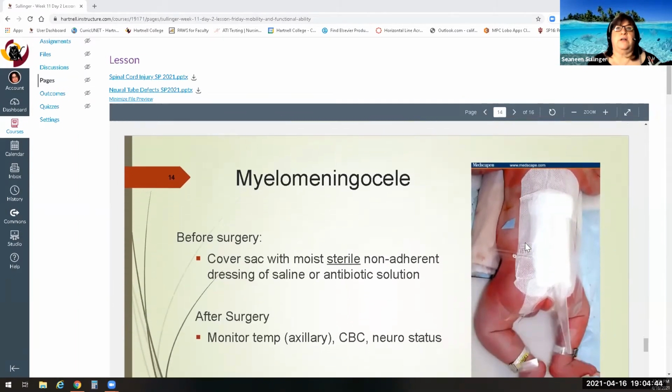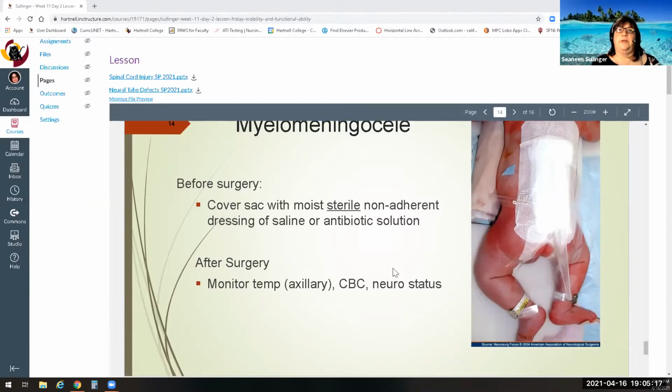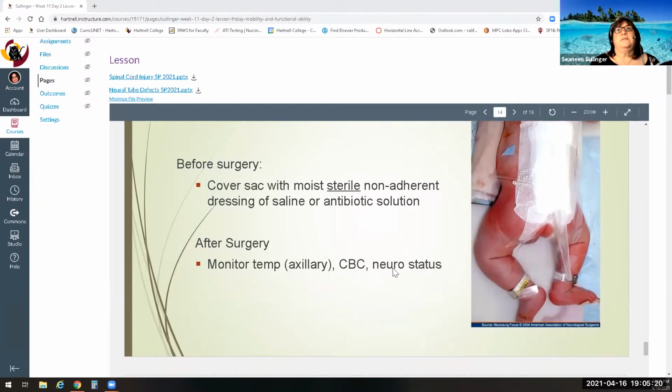So here's a picture of after surgery. Before surgery, you're going to cover it with that moist, sterile, non-adherent dressing. So it wouldn't be like a Tegaderm. It'd be literally sterile gauze. You know, those tubs of sterile gauze, and you pour warm, sterile saline and then you just drop it on there and then put an occlusive dressing, not like tape to it, but you just want to make sure there are several layers, or like those ABD pads, the longer pads, you can use those as well. And then after surgery, obviously checking temperature, you're going to check blood work and the neurological status.